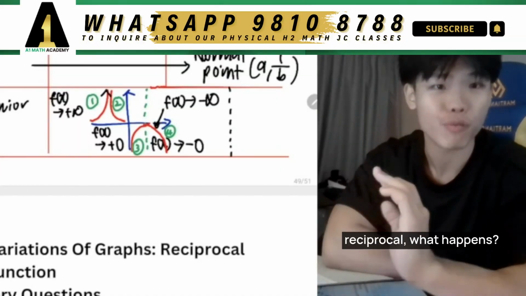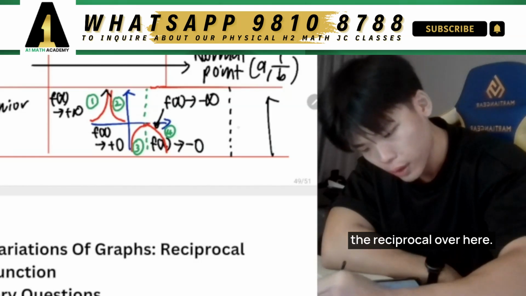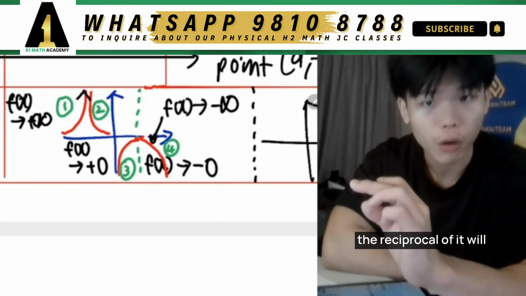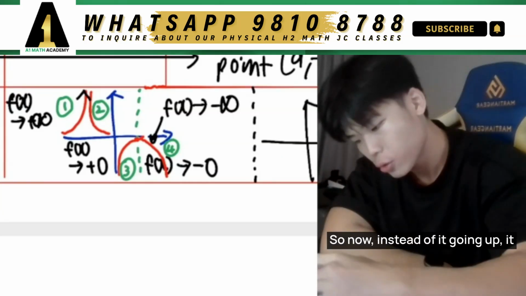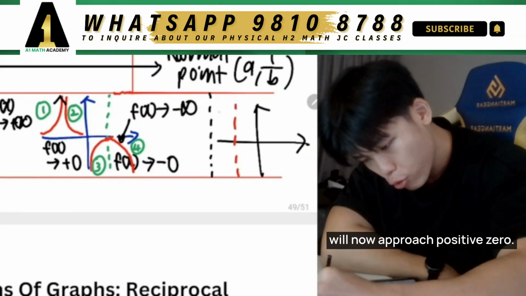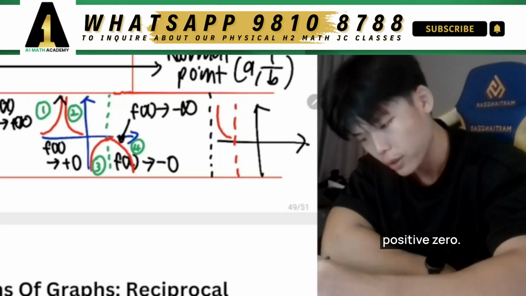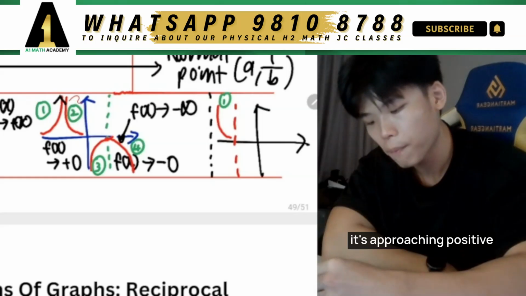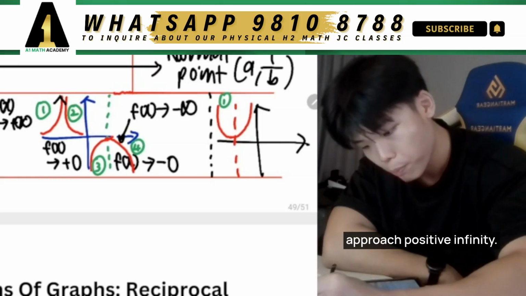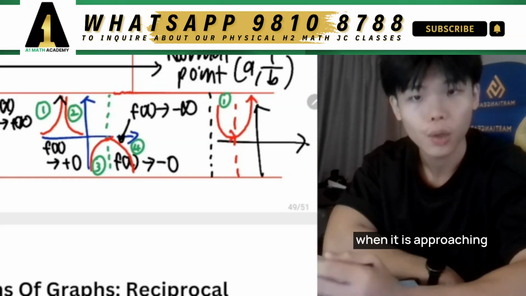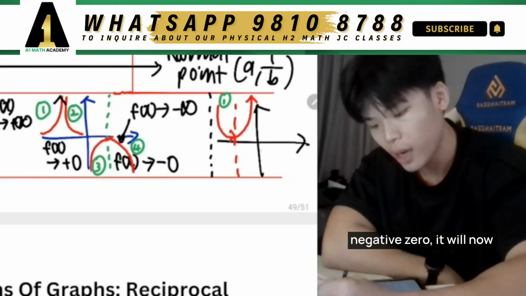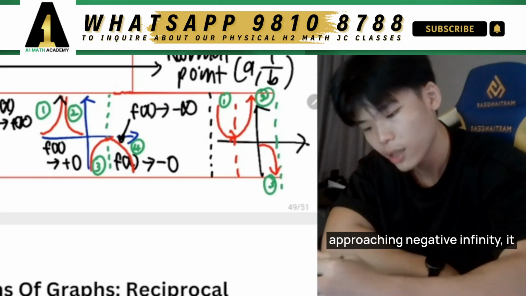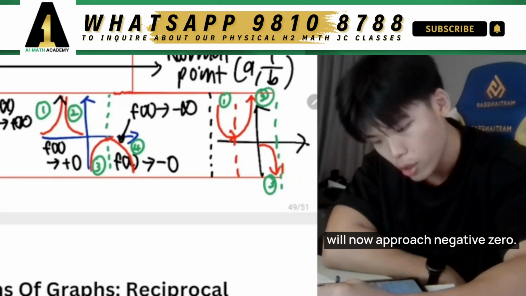So when we apply a reciprocal, what happens? I'm just going to draw the reciprocal over here. When f(x) is approaching positive infinity, the reciprocal of it will approach positive 0. So now instead of it going up, it will approach positive 0. This is number 1 case over here, right? A direct transformation. Now for number 2, when it's approaching positive 0, it will now approach positive infinity. Okay, that's the change. Now for number 3, when it is approaching negative 0, it will now approach negative infinity. And for number 4, when it's approaching negative infinity, it will now approach negative 0.